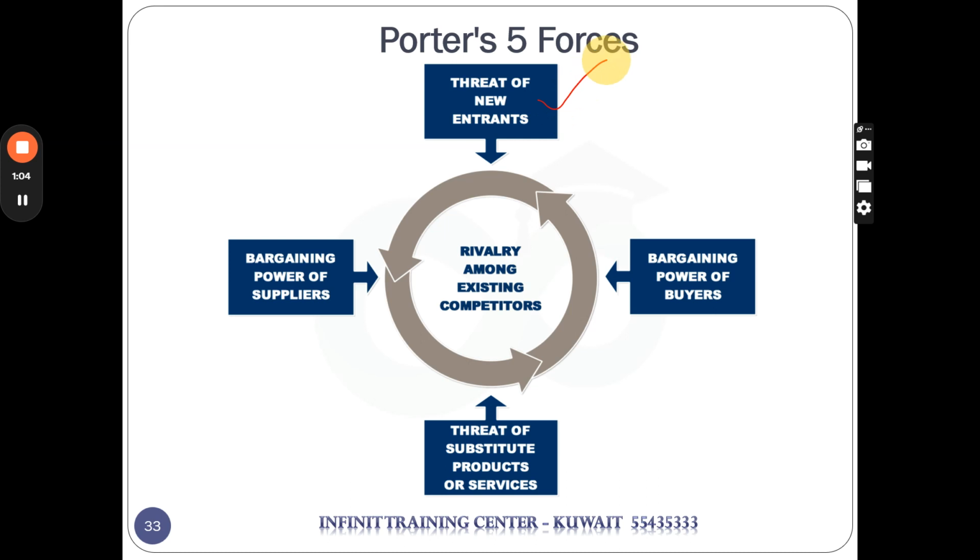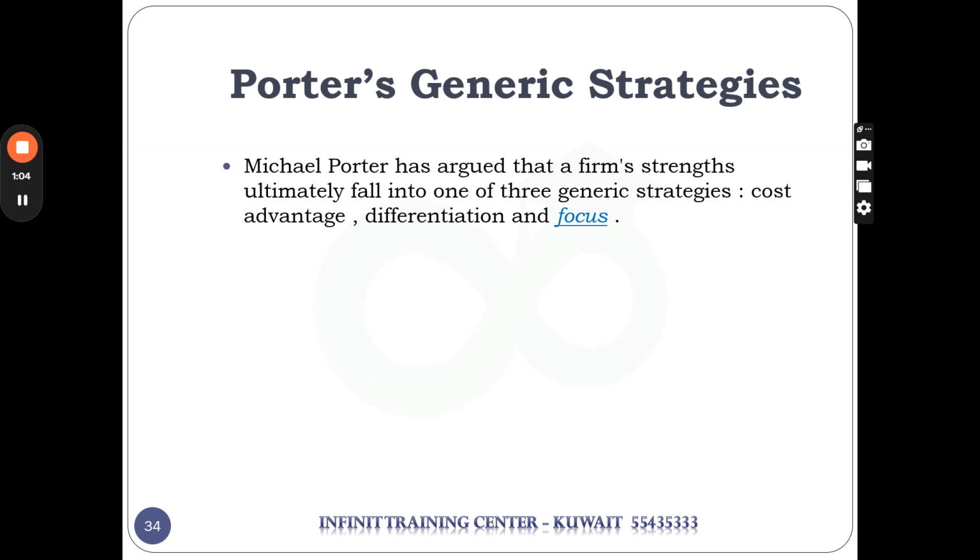Threat of new entrants, bargaining power of buyers, bargaining power of suppliers, threat of substitute products, and rivalry among existing competitors. So these are Porter's 5 forces to analyze the competitiveness of the company.